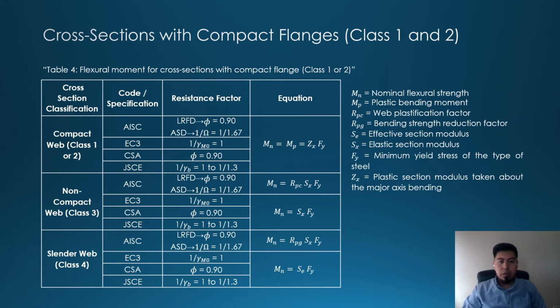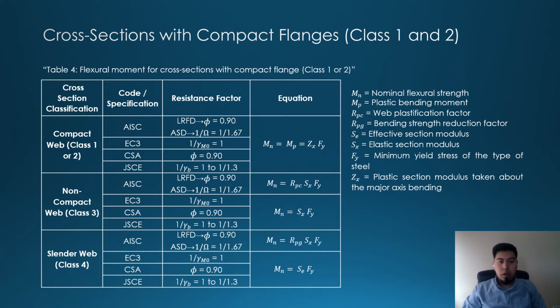This comparison creates a scenario of cross-sections with compact flanges and compact, non-compact, and slender webs. The same approach applies for the specifications where the web is compact for class 1 and class 2. The Eurocode 3, the CSA, and the JSCE utilize the same approach to compute the nominal moment, with the exception of the AISC.